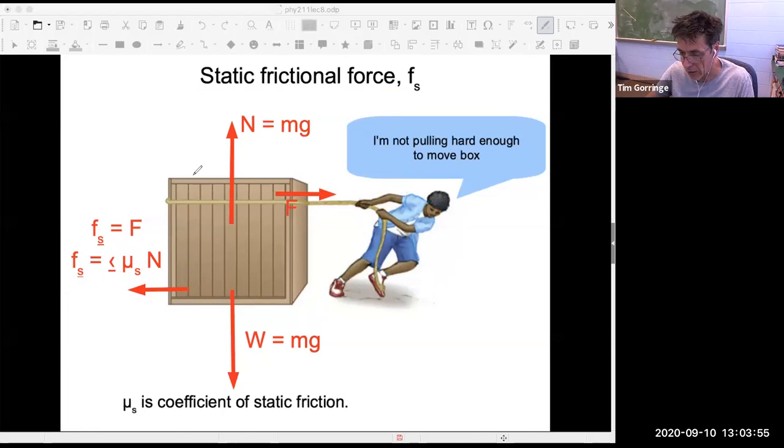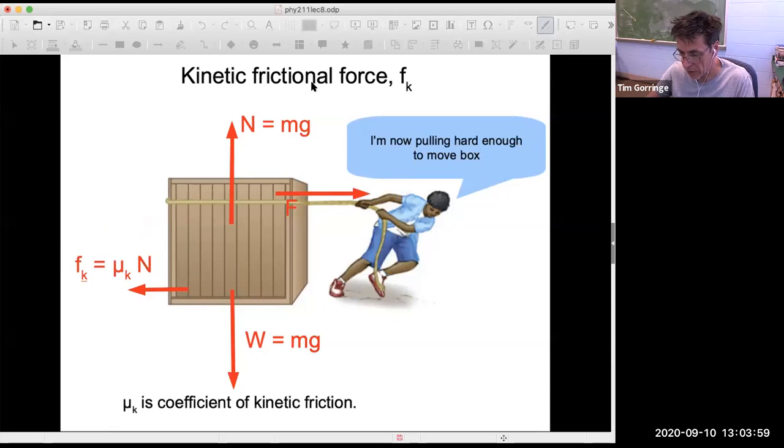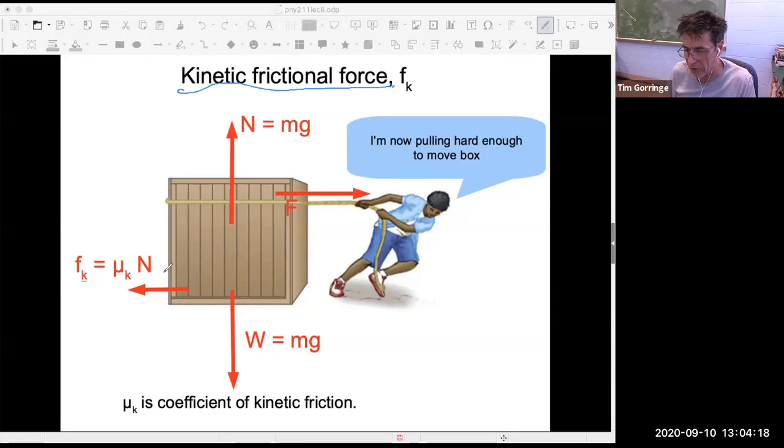Let me do the next slide. Next slide is going to be kinetic friction. Here we are. So this is the other category of friction. Static friction applies when something is stationary. Kinetic friction applies when something is moving. So we could have called them stationary friction and moving friction. That would have been perfectly fine too, instead of static and kinetic.